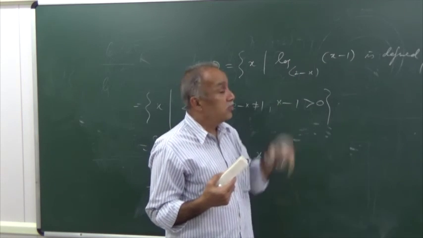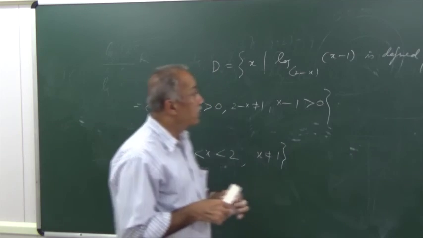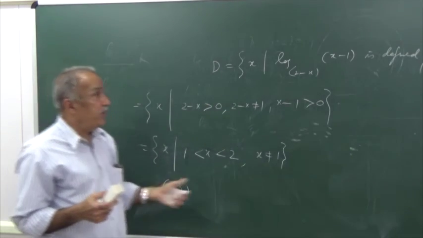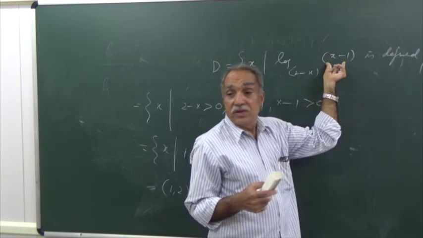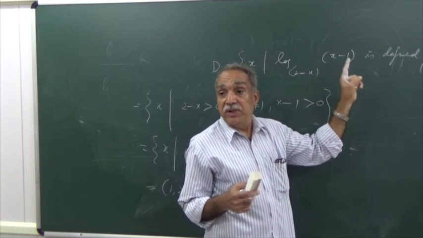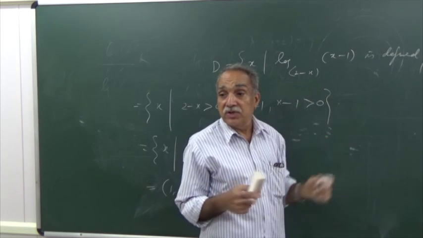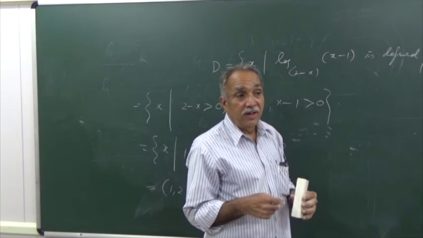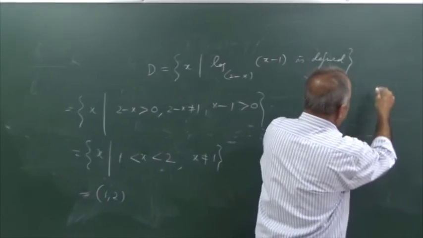What is the set of possible values for the function? X is between 1 and 2. X minus 1 is between 0 and 1. You are applying logarithm for a number between 0 and 1. The base is less than 1. What values the function can attain? Refer to the graph. It may be simple. Graph is here itself.